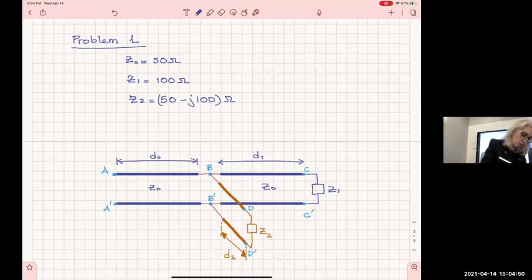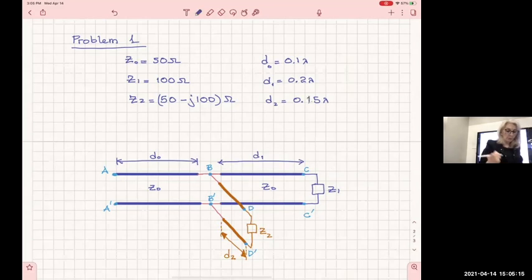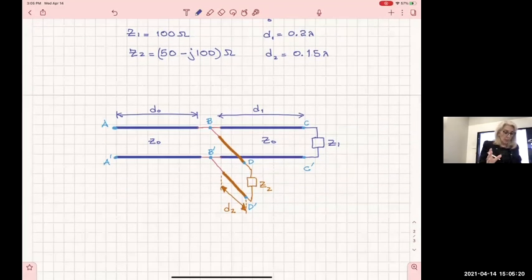And then what I'm giving you is D0 to be, say, 0.1 lambda. I'm giving you D1 to be 0.2 lambda, and I'm giving you D2 to be 0.25 lambda, or 1.5. Just let's do that, 1.5. Okay, whatever. All right, so now I have given you everything that you need to know at this point.